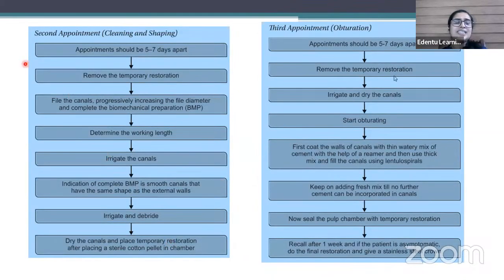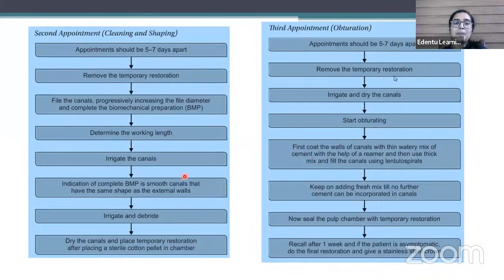Now getting on into the second appointment, for which you have to call up the patient for cleaning and shaping. Here the appointment should be 5 to 7 days apart. Remove the temporary restoration and file the canals in such a way that you complete the BMP procedure here, followed by determining the working length and irrigating the canals.